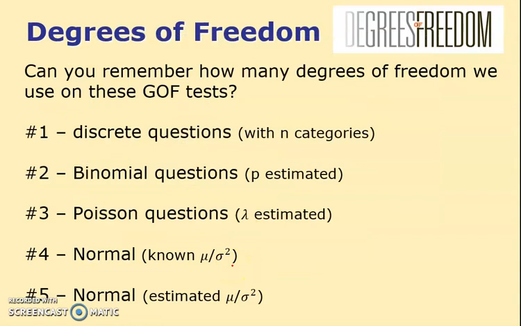A reminder also about degrees of freedom. Degrees of freedom basically comes back to this way we then measure whether a chi-squared is big enough. Now we use the critical value tables to determine that, but we need to know the number of degrees of freedom so that we can get the right critical value.